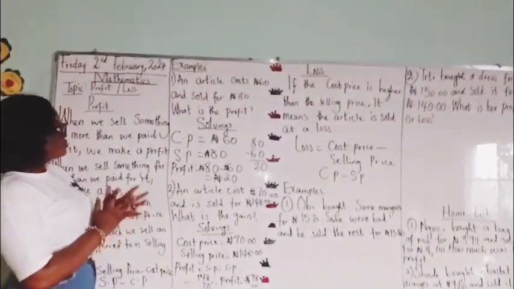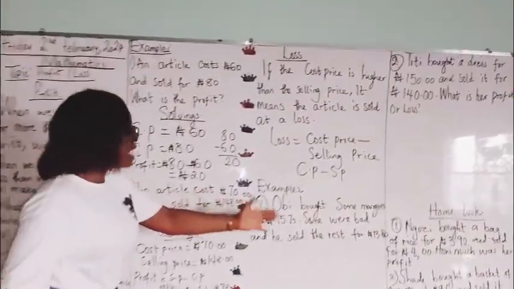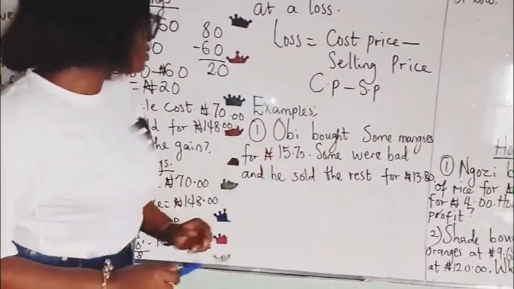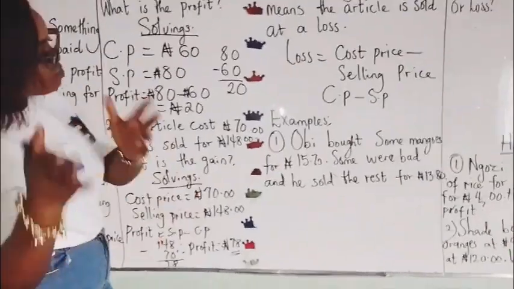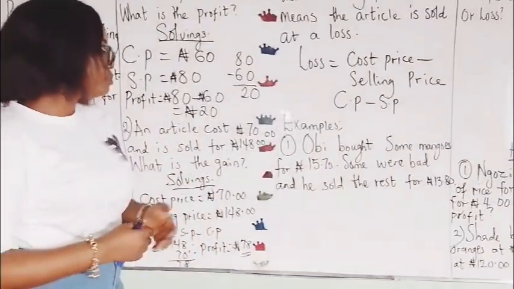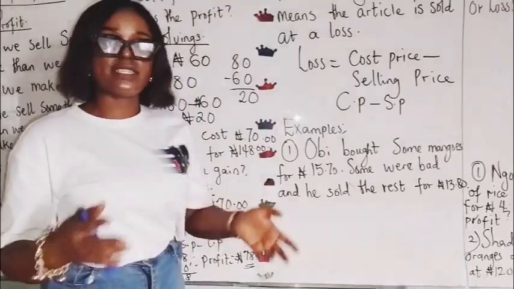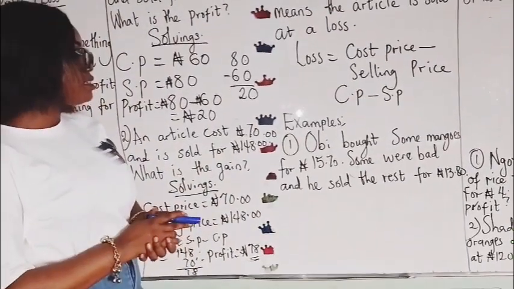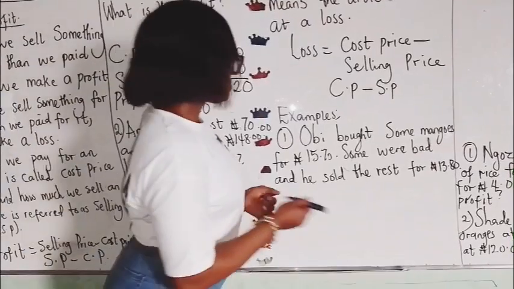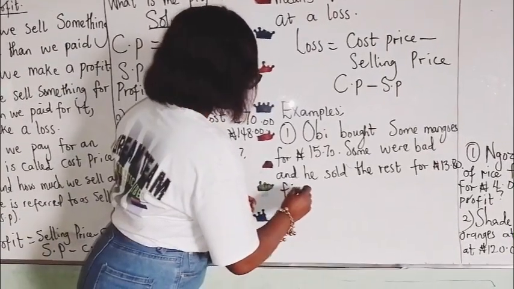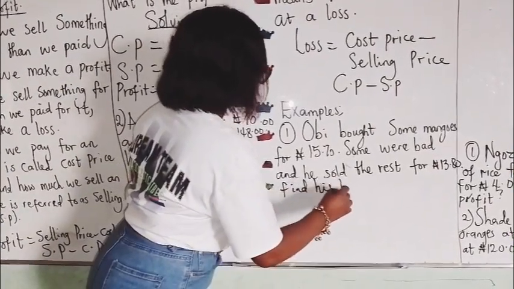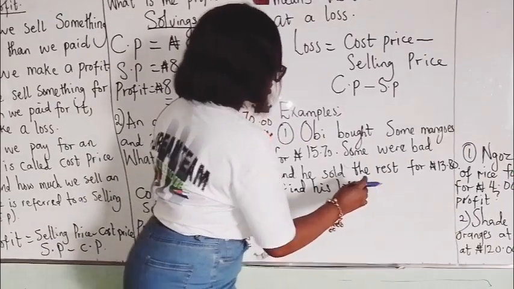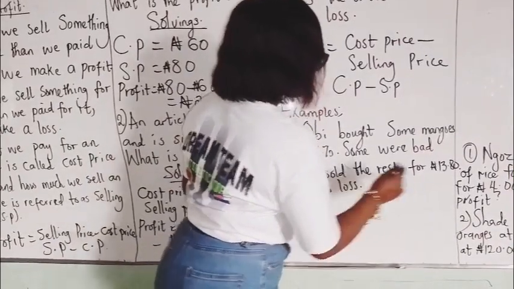Okay, now I have an example of loss here. Obi bought some mangoes for 15 naira 70 kobo. Some were bad, okay, I told you before. He sold the rest for 13 naira 80 kobo. Find his loss. Now what would be the solution for this loss?